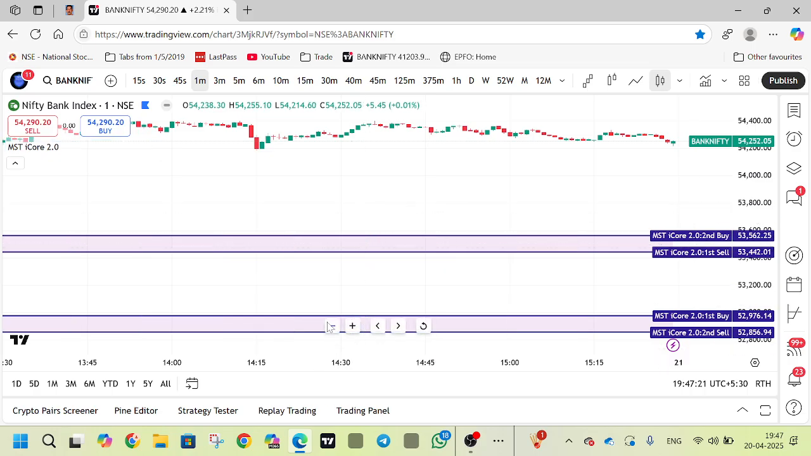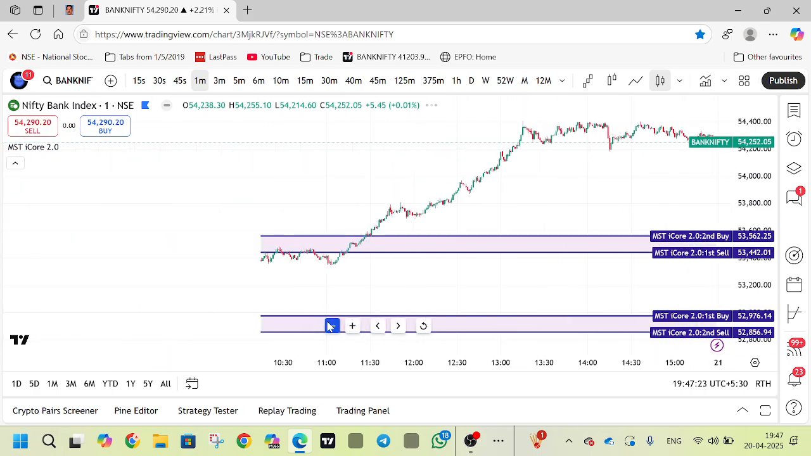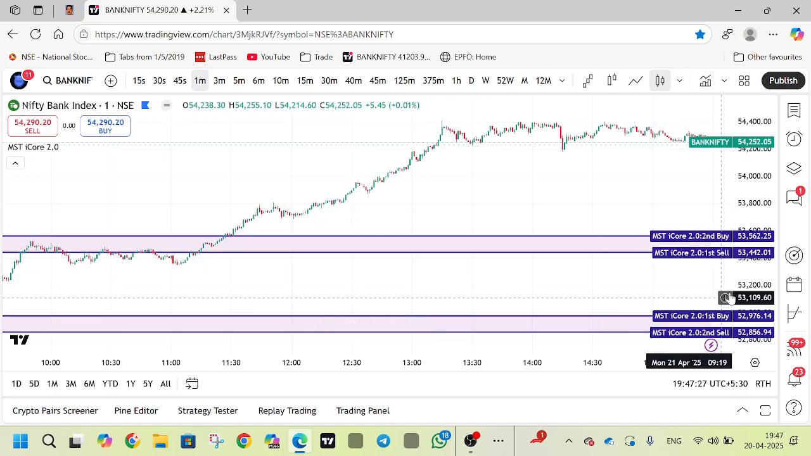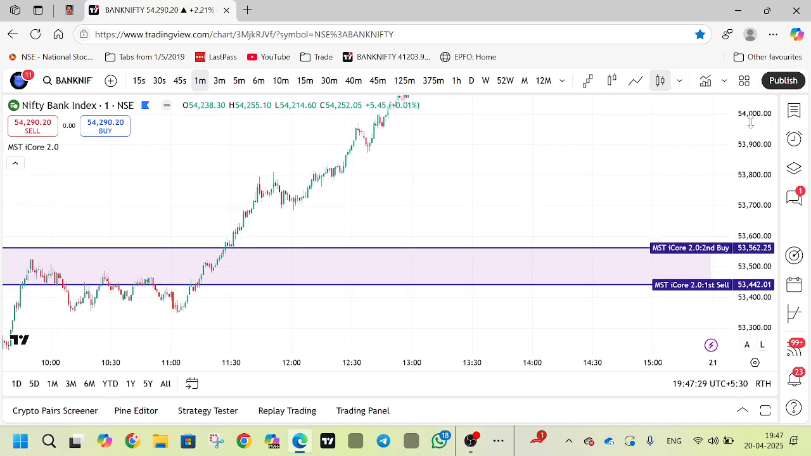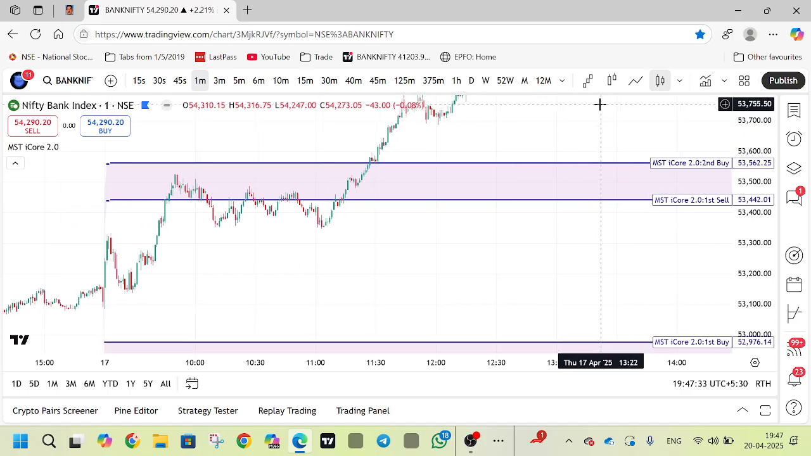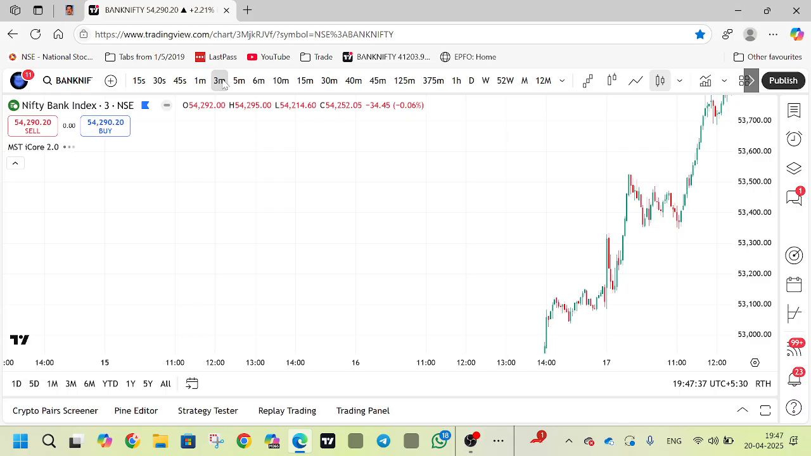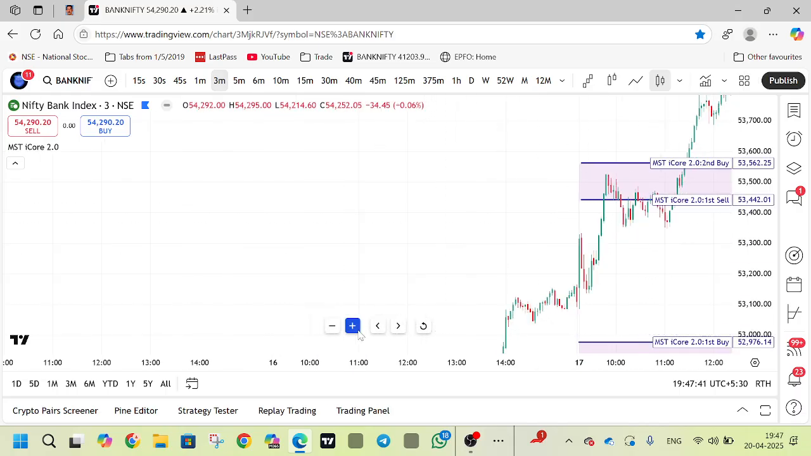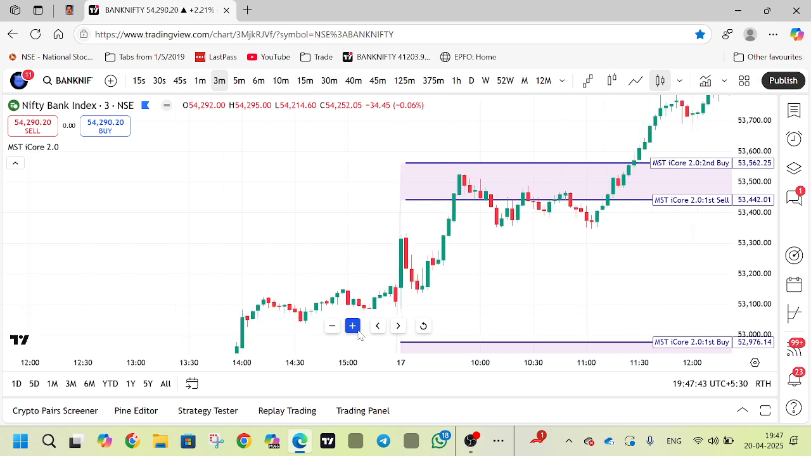So now you see, I will take the example of yesterday. I have kept it in 1 minute. If you want to trade in 1 minute, you can trade in 1 minute. If you want to trade in 5 minutes, you can trade in 5 minutes. If you want to keep it in 3 minutes, you can keep it in 3 minutes. It is up to you. So the time period doesn't matter for us.